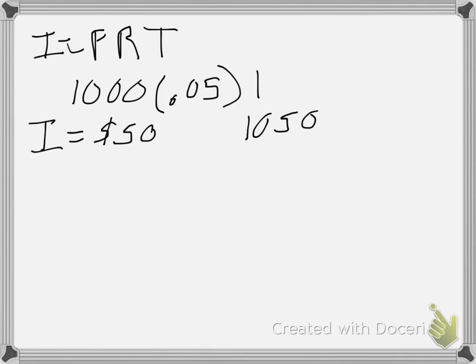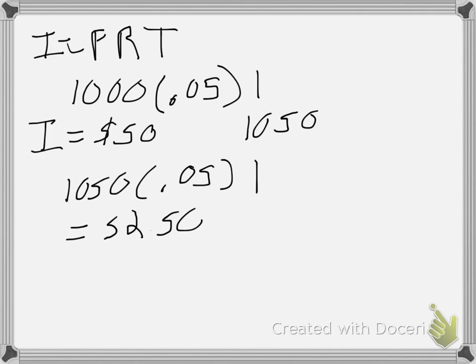Okay. Well, then the next year you start out with $1,050. You do the 0.05, and again, it's just for 1 year. Well, the amount of interest that you get is not $102.50. It's more like $52.50. But you add that to your $1,050, and you get $1,102.50, and so on and so forth.